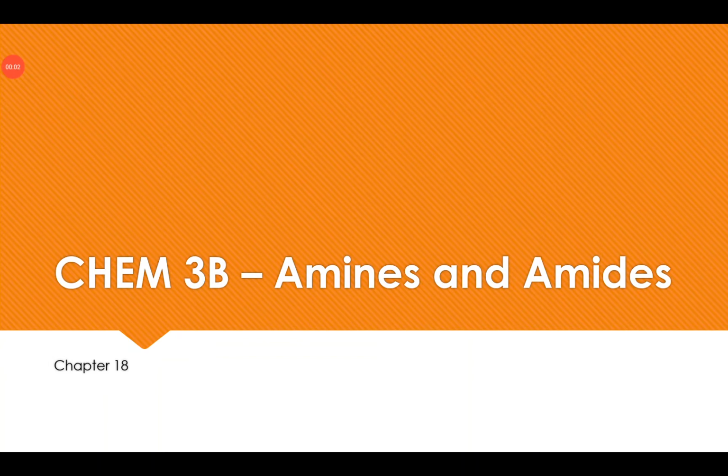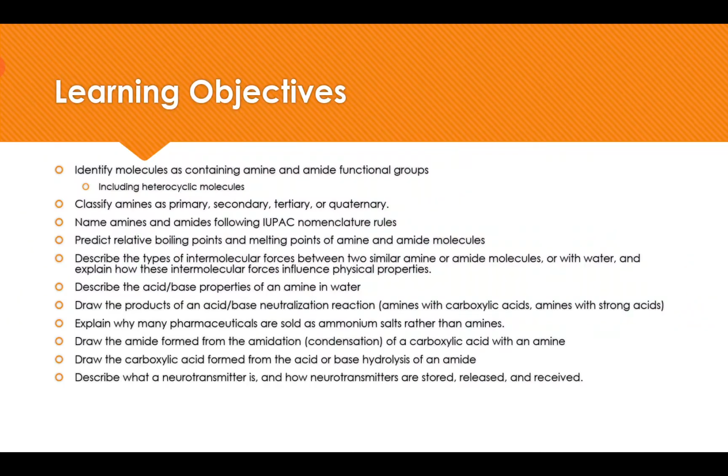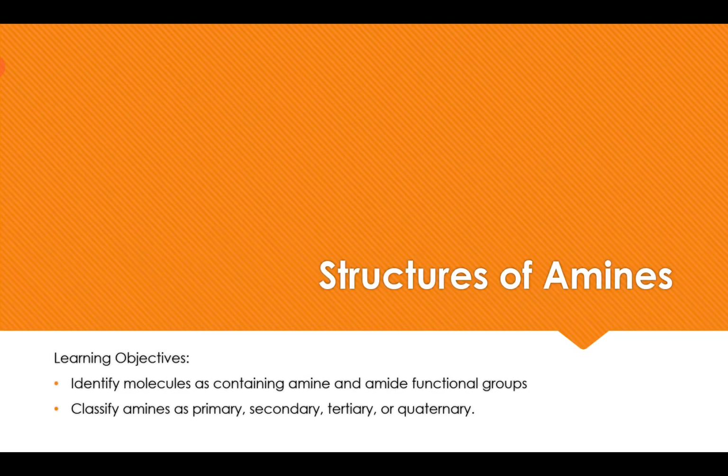In this video, we're going to be starting our material on amines and amides. The learning objectives for this chapter are similar to the previous chapters that we've covered. We're going to be identifying our functional groups for amines and amides, classifying our molecules, naming them, predicting relative boiling points, acid and base behavior, and then talking about chemical reactions that these molecules participate in.